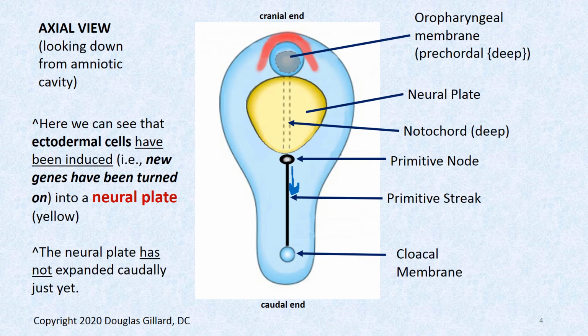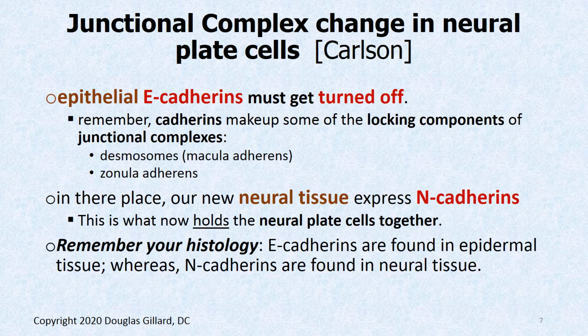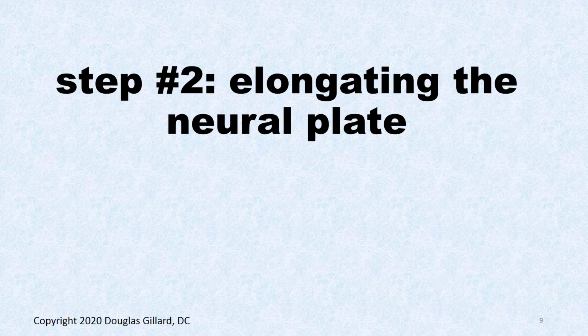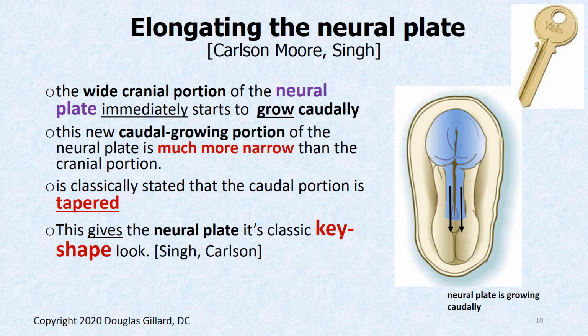this little plate here. But now the job, as the primitive streak regresses and the nodal cord elongates, we're going to make a key-like structure. So this neural plate is going to turn into kind of a key-like structure. All right. And so it's going to be wide.